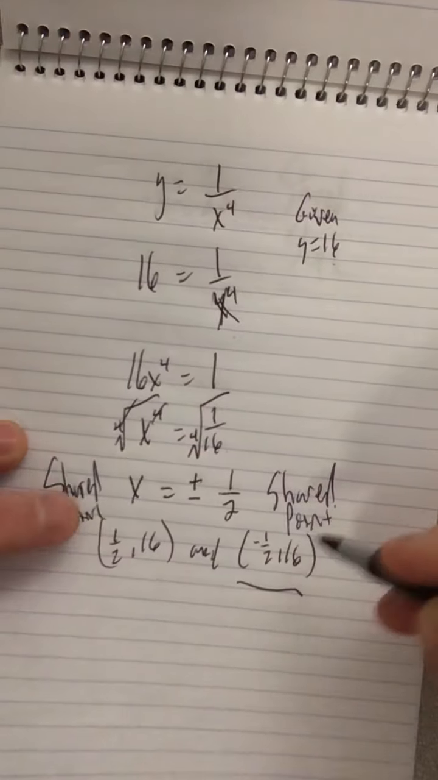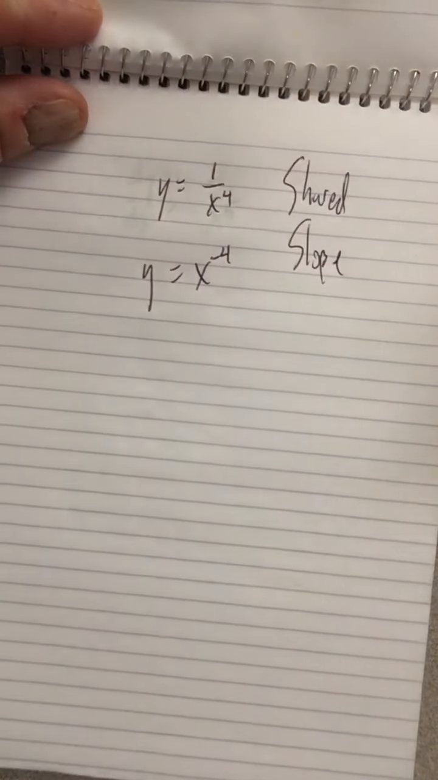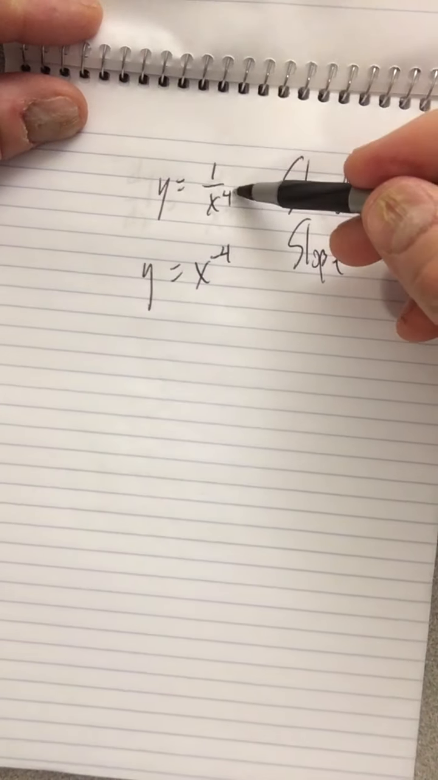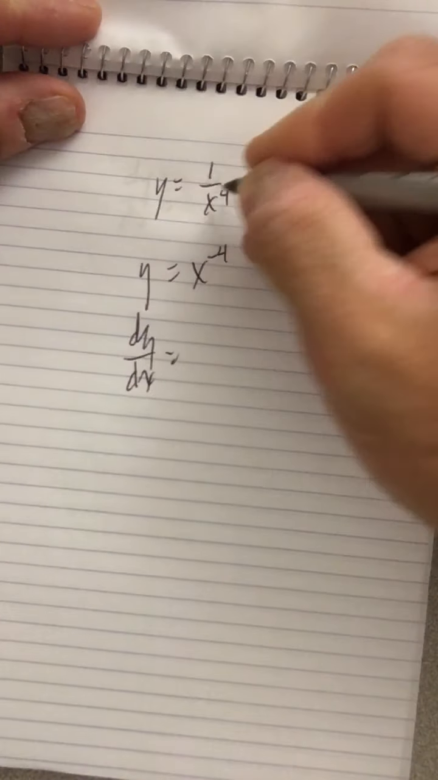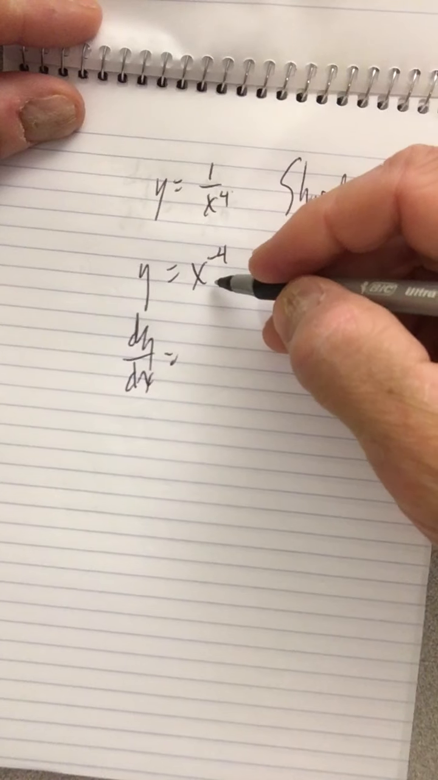Okay, but we're going to find the one associated with this. Now, to get the shared slope, there's two steps. First, you got to get the derivative. Well, before I get the derivative, I'm going to rewrite this so I can use the power rule. I don't want to have to use the definition of derivative with this nasty fraction. So I'll just go to the power rule by rewriting the function as a x to a power.